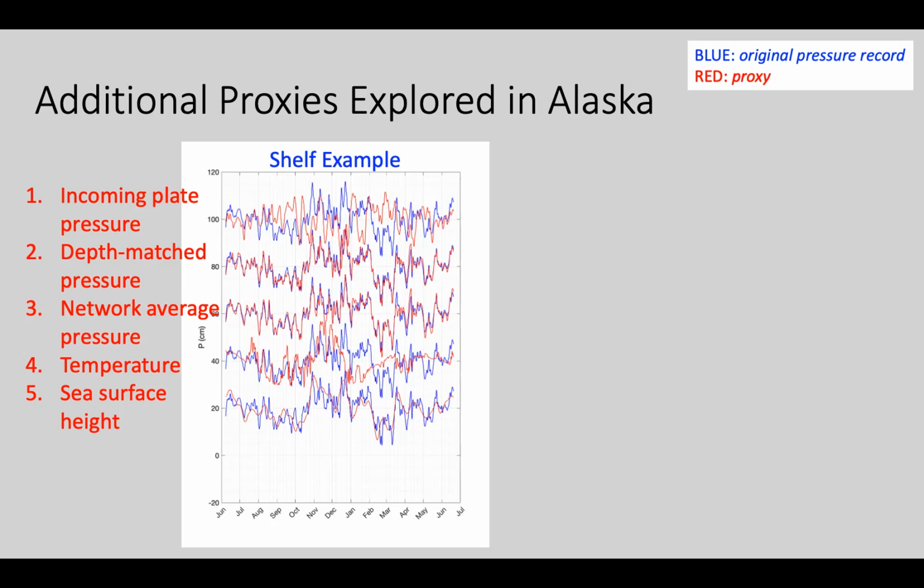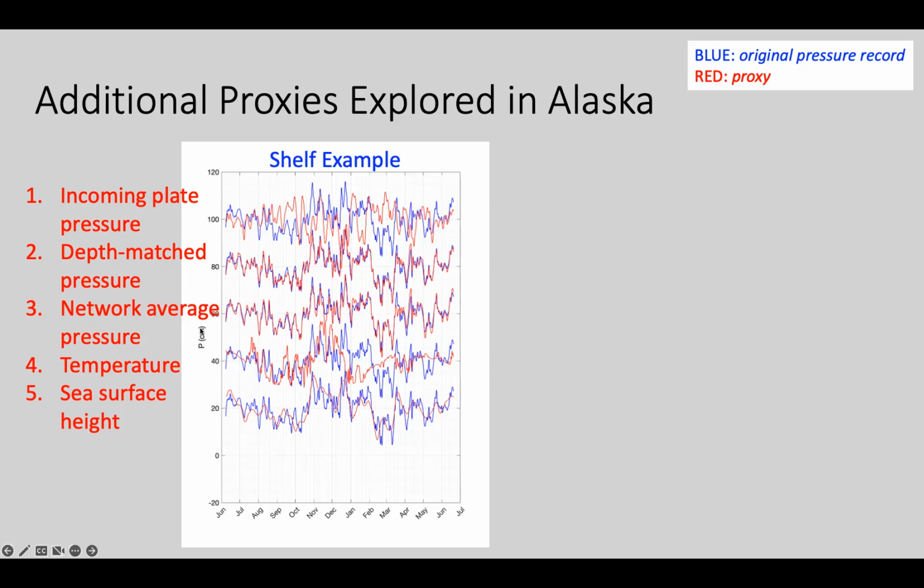In blue, I've just repeated that original pressure record 5 times or whatever it is. And then in red, I plotted each of these proxies. So the first being the incoming plate pressure record, which is kind of the traditional method for correcting for these kinds of studies. The second being this so-called depth match pressure record.